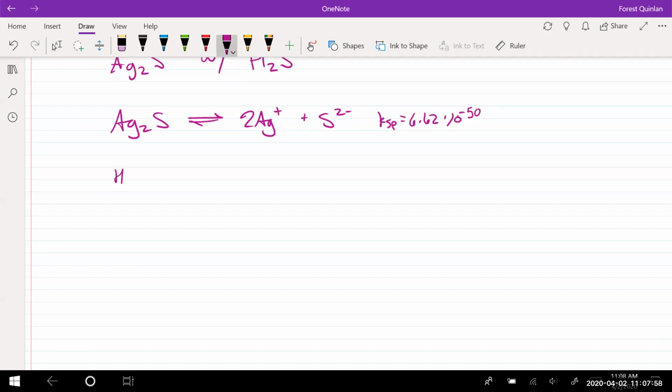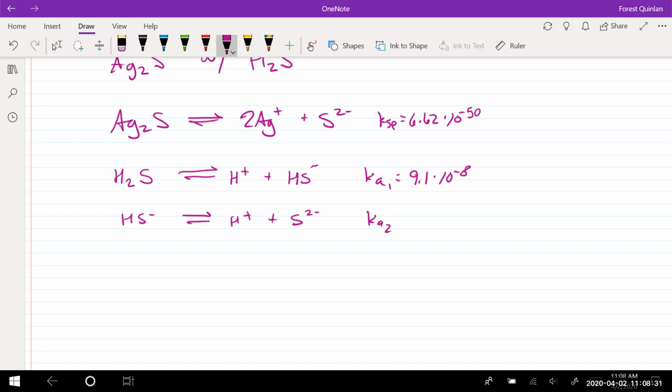But hydrogen sulfide will also set up its equilibriums. Now, since it's a diprotic acid, the first one will be H2S going to H plus and HS minus, and that has a Ka1 equal to 9.1 times 10 to the minus 8. It'll also do HS minus back and forth to make H pluses and S2 minuses, and that has a Ka2 equal to 1.0 times 10 to the minus 12.